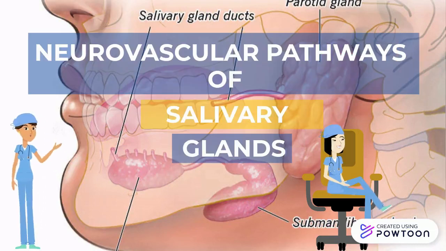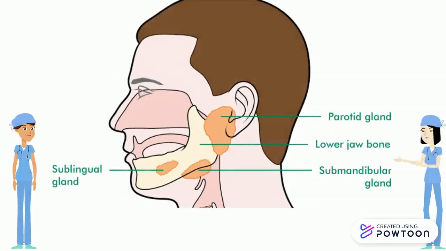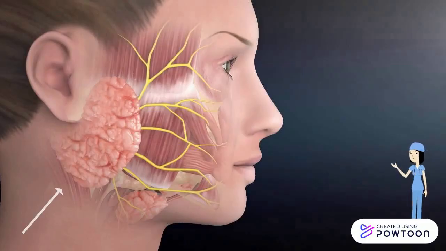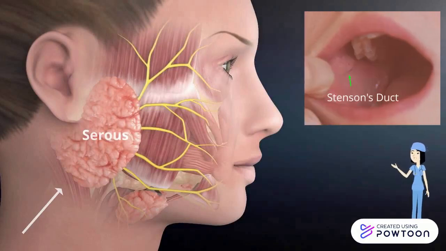In this video, we will explain the neurovascular pathways that supply the three major salivary glands: the parotid, submandibular, and sublingual glands. The parotid gland is the largest of the three, which produces serous saliva which enters the oral cavity through Stenson's duct, secreting into the oral cavity at the level of the second maxillary molar.